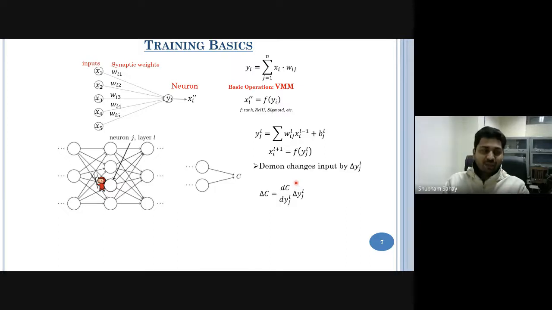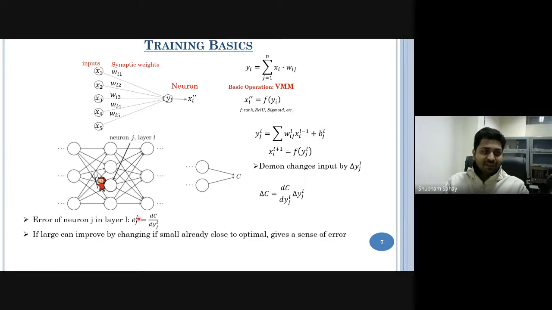On the other hand, even if this del yj is small, if the gradient, del c by del yj, is small, then this change in the cost will also be small. So this heuristically tells you that whatever change you make in this del yj, the change in the cost will be small. That means the network was already close to its optimal value. You cannot change the cost much. So this gradient of cost with respect to this vector by matrix multiplication gives you the error of neuron j in layer L.